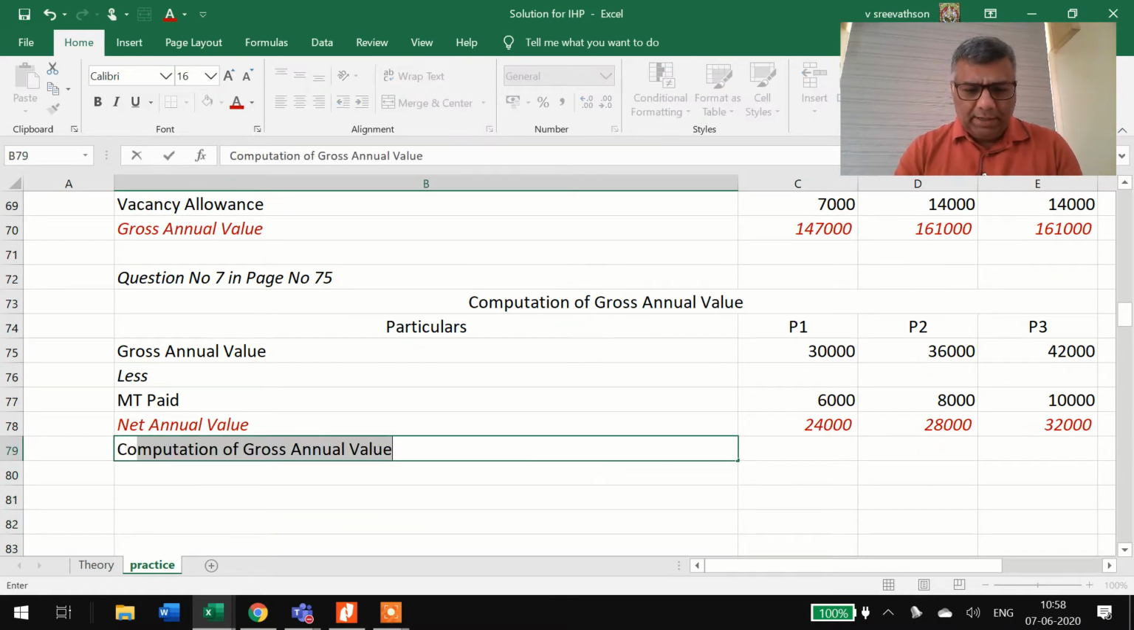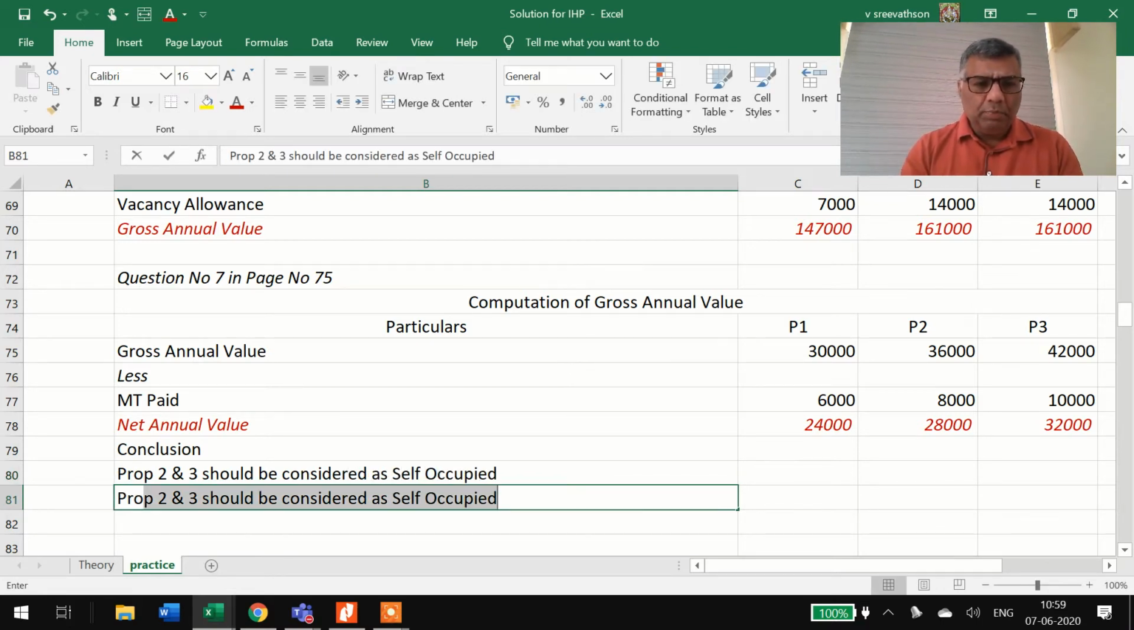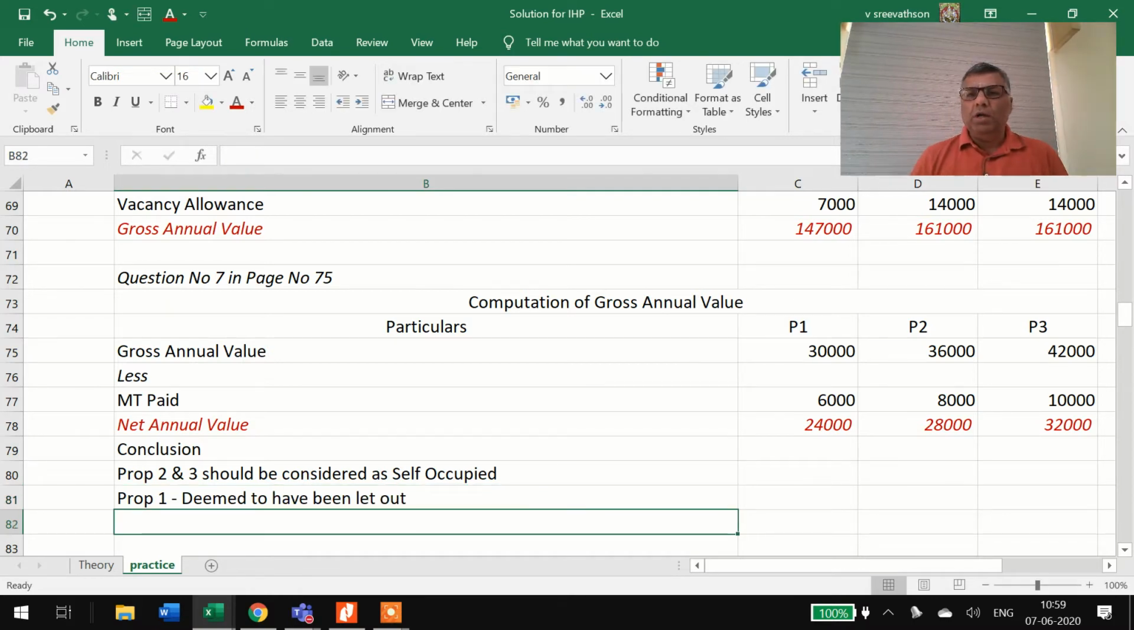Okay, conclusion. Properties 2 and 3 should be considered as self-occupied. Property 1 is deemed to have been let out, because the property which has a lesser NAV will be taken as let out.